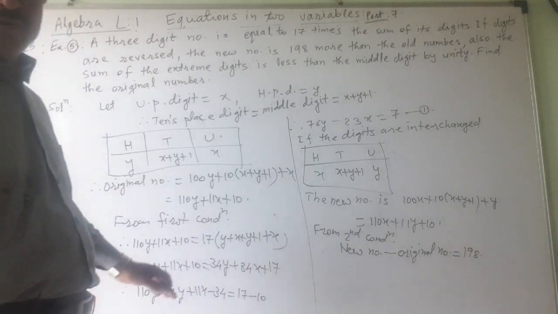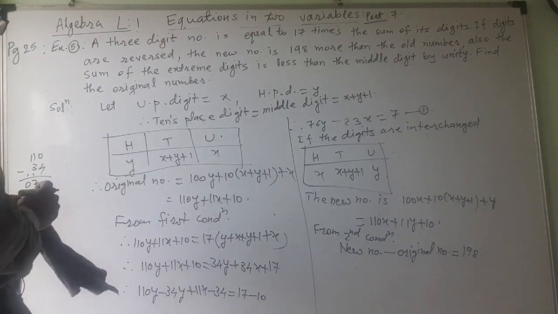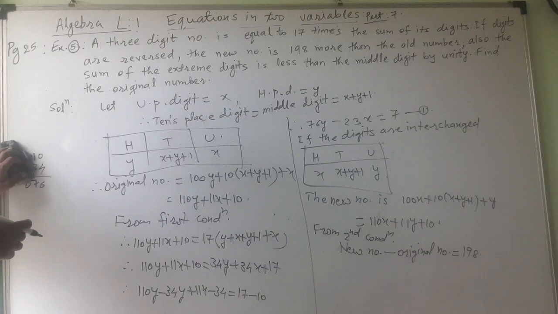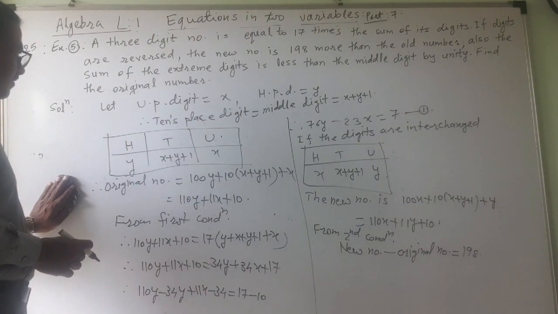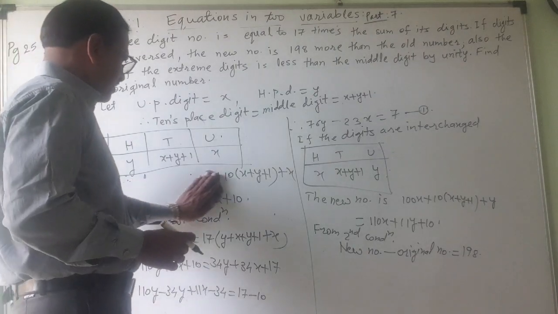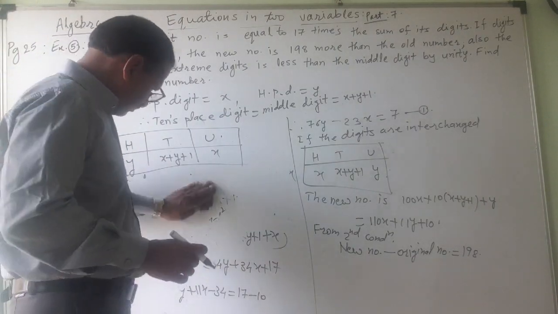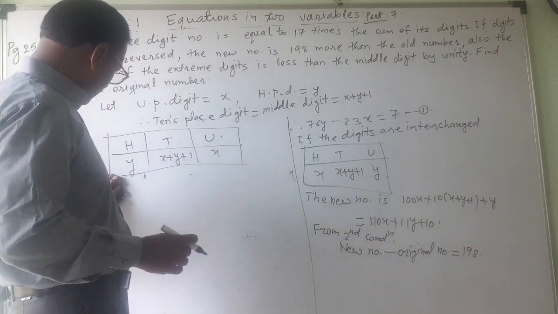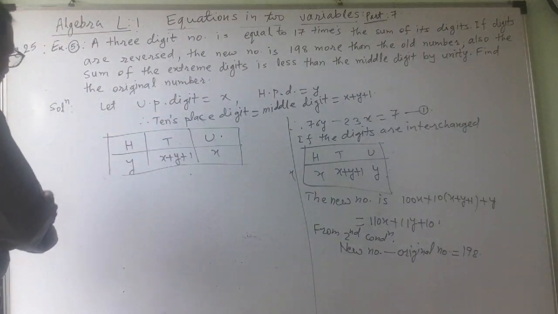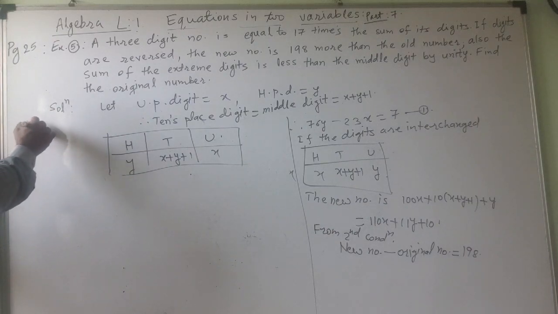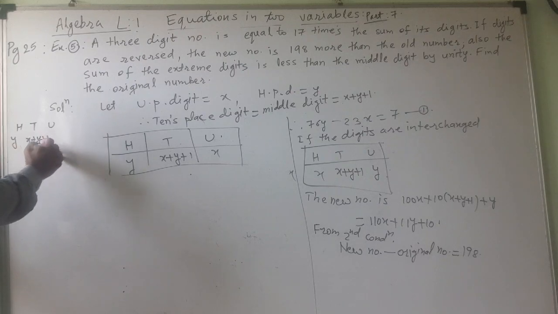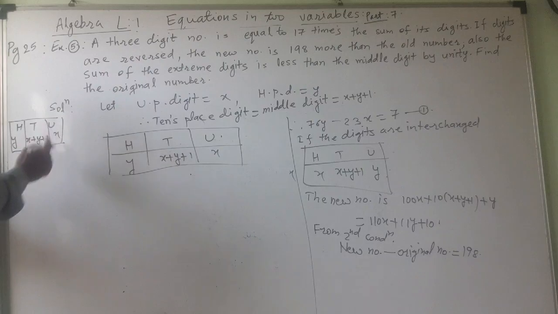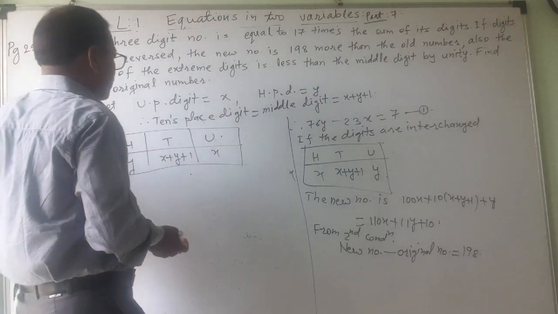So now I am rubbing this, there is no place to write. So from here I will rub. Because this I want: the unit digit is y, the tens digit is x plus y plus 1, and the hundreds digit is x. This I will mention here so that I will need it at the final answer. Okay.